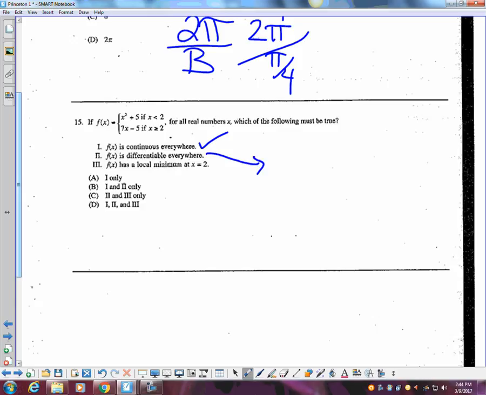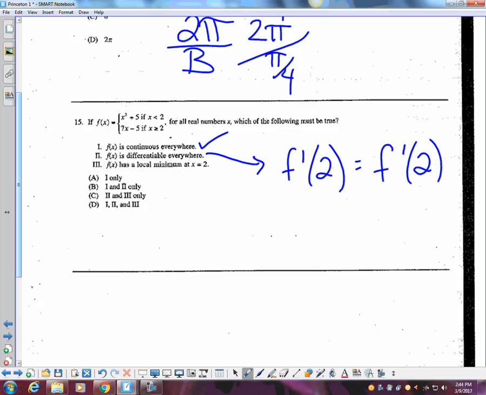Differentiable means that the derivative equals that of the other guy. This is the upstairs one. This is the downstairs one. The derivatives have to be the same at 2 for it to be differentiable. And that pops up a lot.